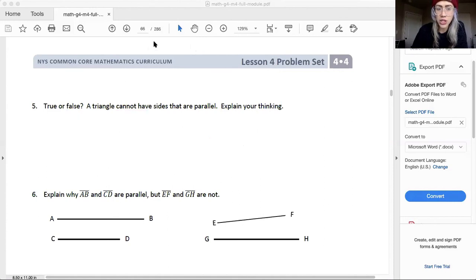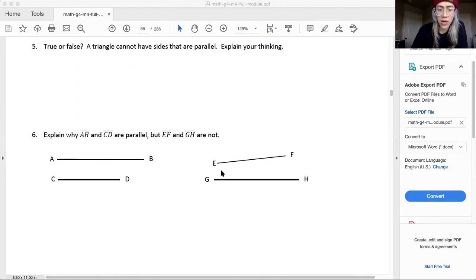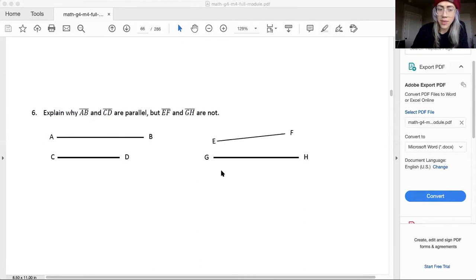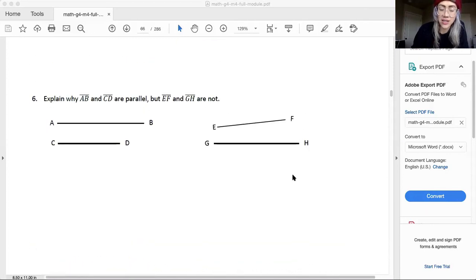On number 6, I want you to do number 6. This one is not meant to be tricky, but you're going to explain why line segments AB and CD are parallel, and then explain why line segment EF, which is going up a little bit, and GH are not parallel. So answer 6 on your own.